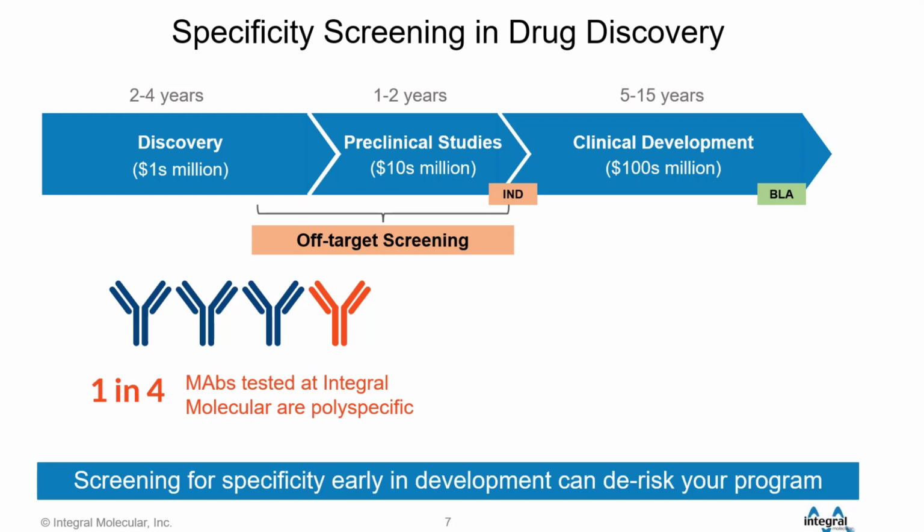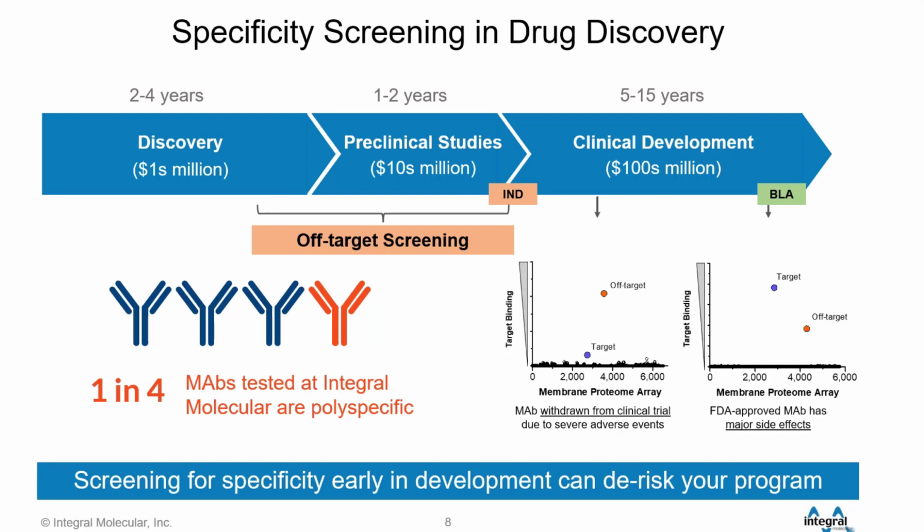consequences. What that polyspecificity or binding to an off-target protein means is that an antibody could have increased risk of failing in clinical trials due to severe adverse events, or it could be approved for the market but suffer major side effects or be marketed with a black box warning, as has been the case for previous antibodies that were withdrawn from clinical trials or are currently on the market.